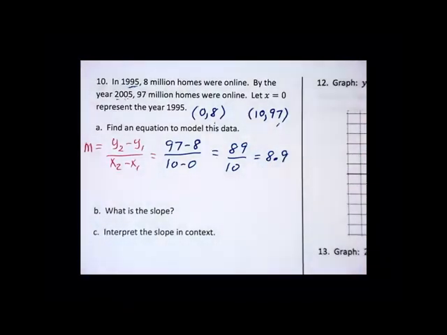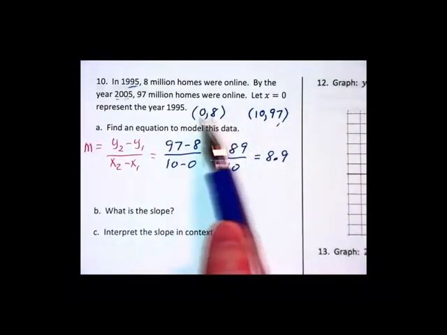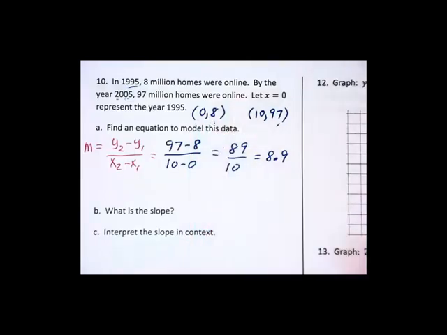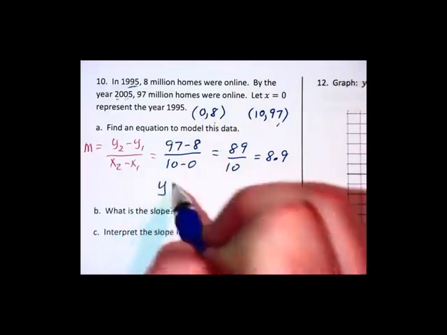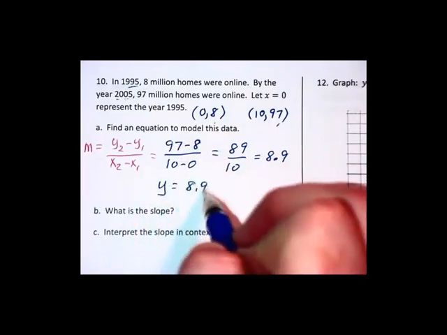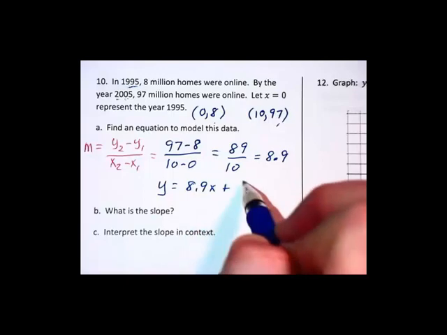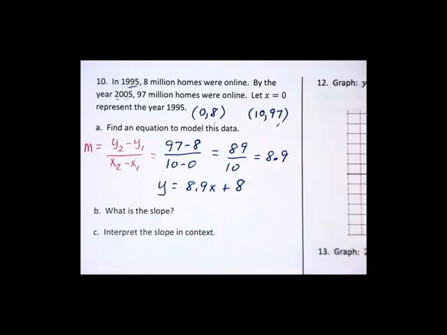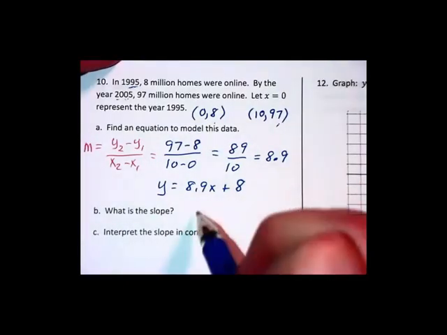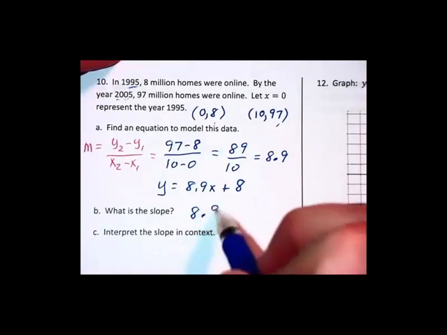Now, I've got the slope, I need the y-intercept, and in this problem, they actually gave us the y-intercept. 0 comma something, that's always the y-intercept. So we've got our b value right there, so we can just write y equals 8.9x plus that y-intercept of 8. Now, what is the slope? I think we've already answered that, 8.9.